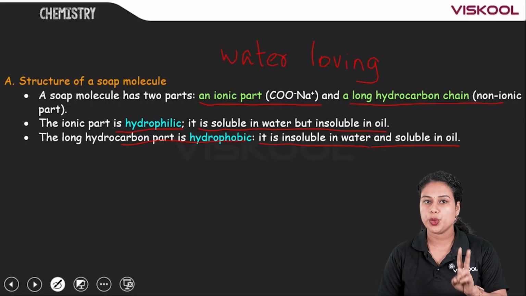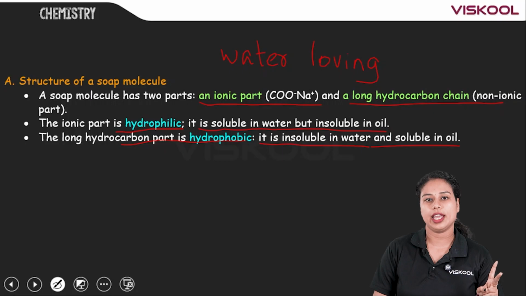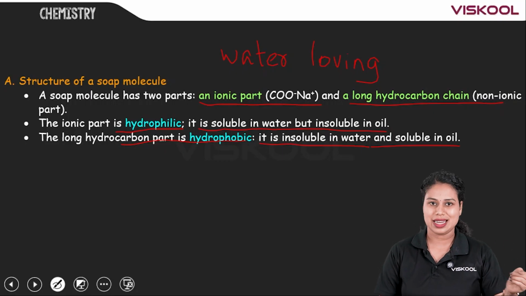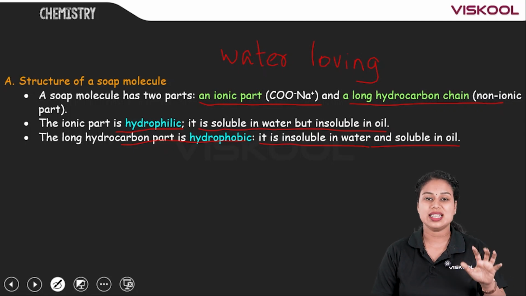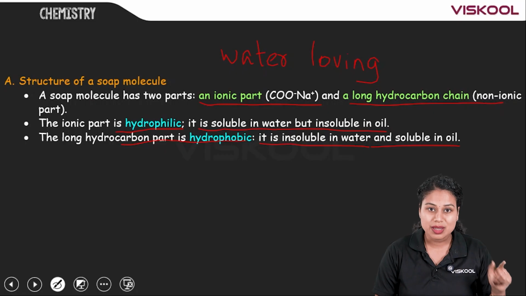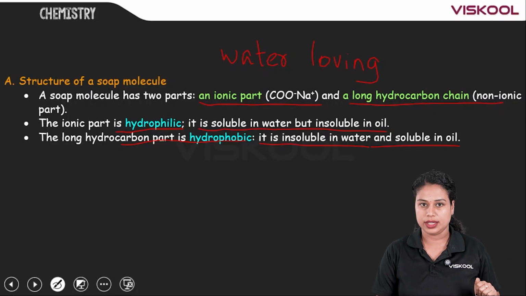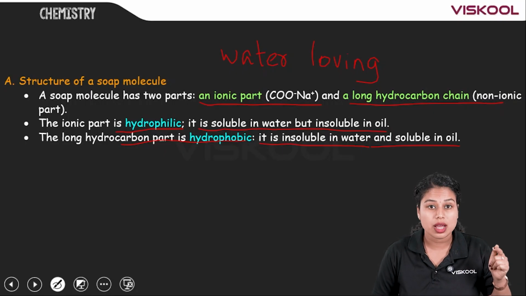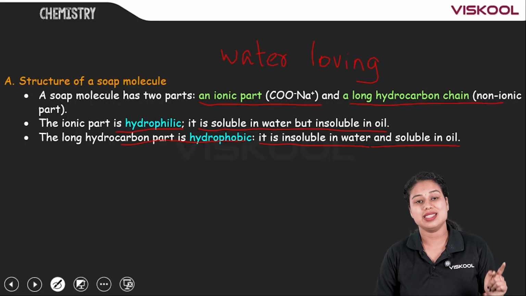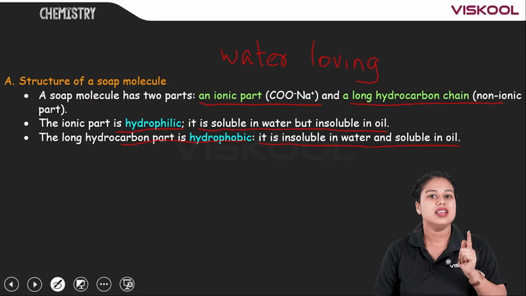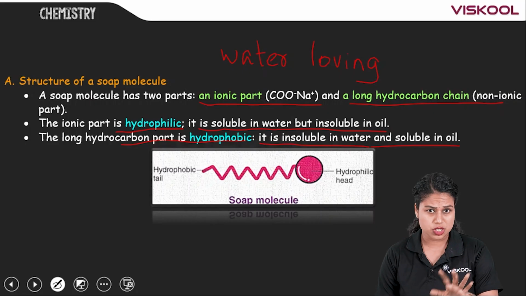So what are the two parts of a soap molecule? An ionic part, the COO minus Na plus part, and a non-ionic part, the long hydrocarbon chain. The ionic part is hydrophilic, soluble in water but insoluble in oil, whereas the long hydrocarbon chain is hydrophobic, insoluble in water but soluble in oil. Is this clear? Now moving on to the structure.